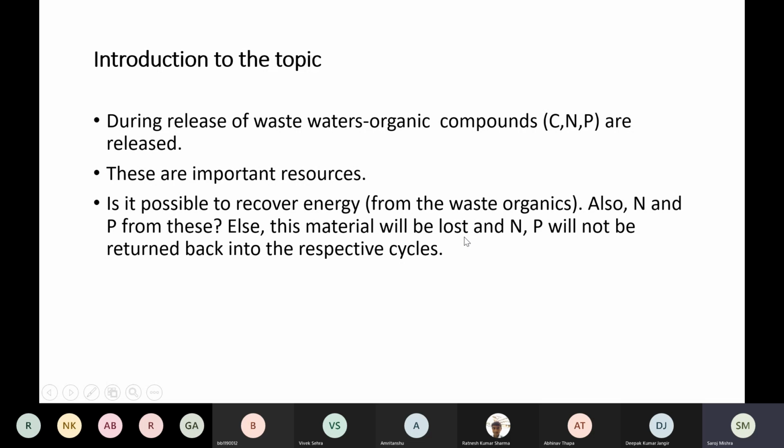Otherwise, this material will be lost, and nitrogen and phosphorus will not be returned back into the respective cycles. So that is the entire rationale behind either energy recovery or recovery of nitrogen and phosphorus from the wastes. Is this understood by everybody? Because that is what forms the basis of these lectures.